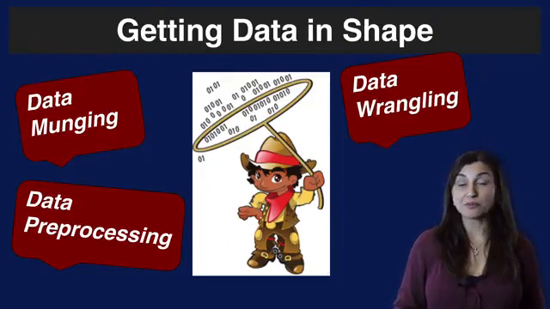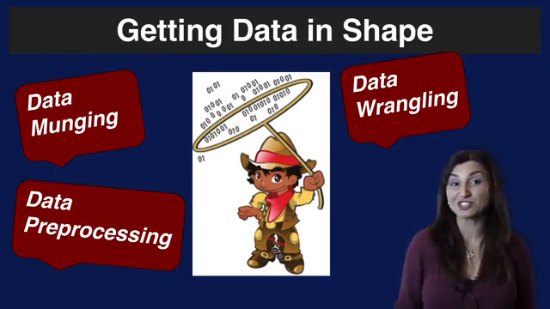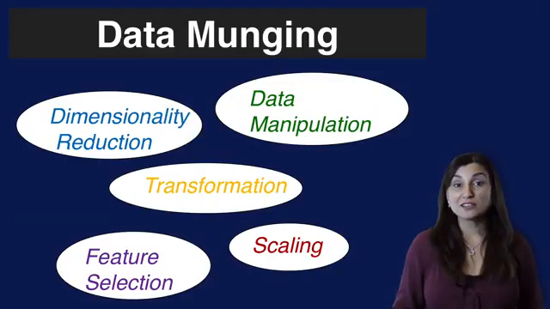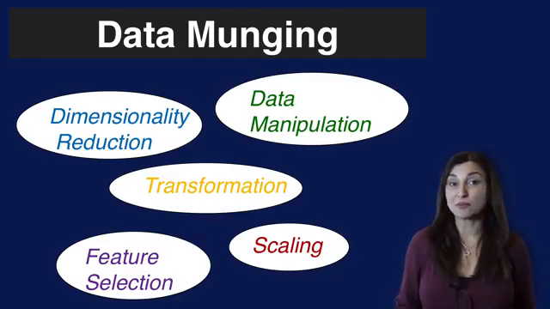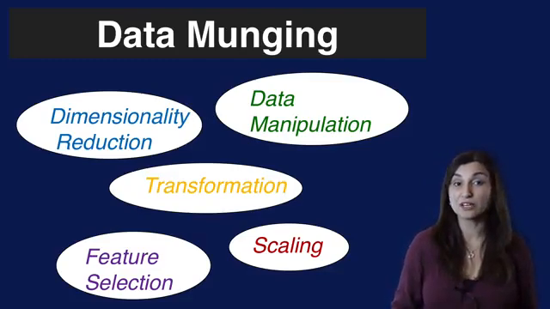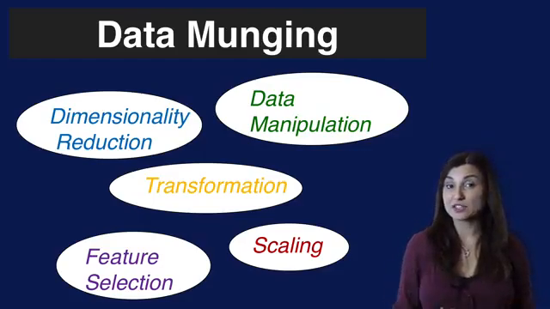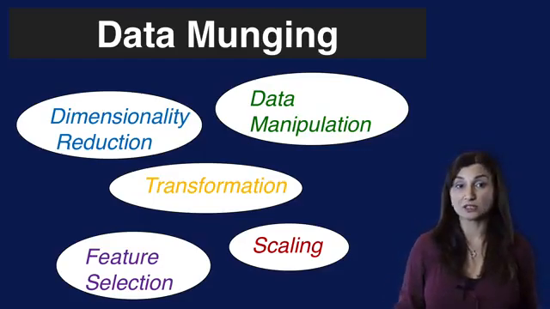The second part of preparing data is to manipulate the clean data into the format needed for analysis. This step is known by many names: data manipulation, data pre-processing, data wrangling, and even data munging. Some operations for this type of work include scaling, transformation, feature selection, dimensionality reduction, and data manipulation.